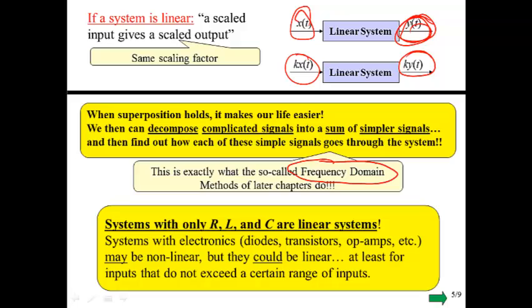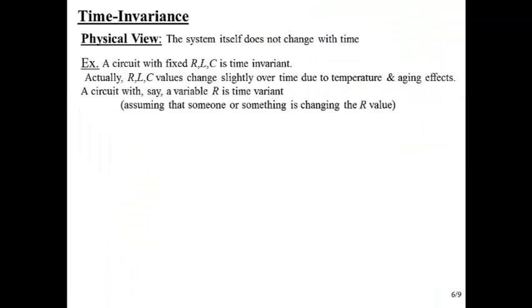So like a high quality audio amplifier should be very linear. However, a good guitar amp, at least for rock and blues, generally is desired to not be linear. So anyway, we're going to focus on linear systems because those are the easier ones to analyze.